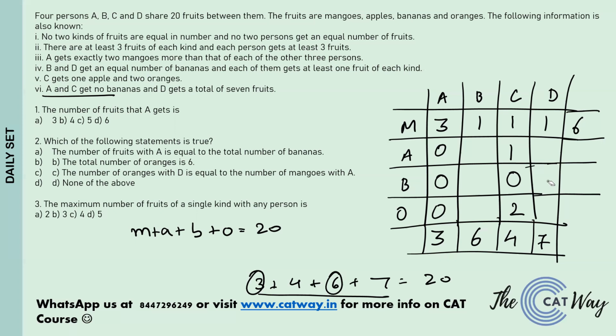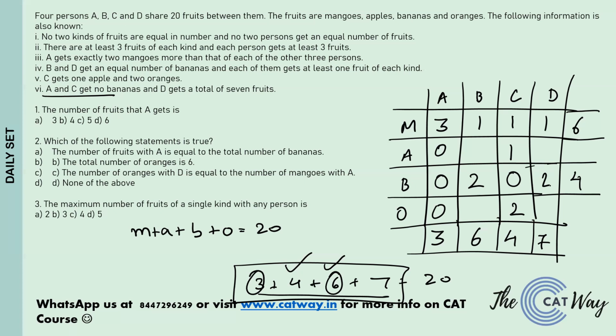Acha, if you see once again, B and D have got an equal number of bananas. If 2 people are getting an equal quantity of anything, that quantity has to be an even number. Now out of the 4 options available for the total number of fruits of each kind, we had 2 even options: one was 4, one was 6. Now 6 is already taken by mangoes. That means the other option left is bananas, so the total number of bananas is going to be 4, and B and D are going to share 2 bananas each.